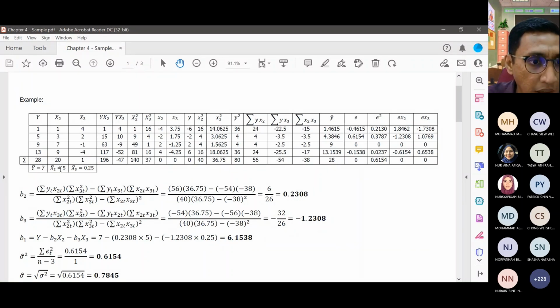1 minus 5 is equal to -4. 3 minus 5 is equal to -2. Sorry.